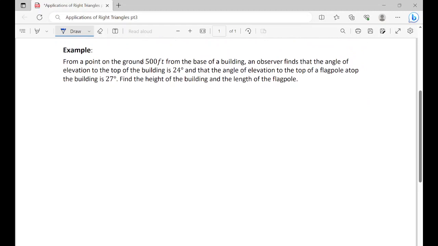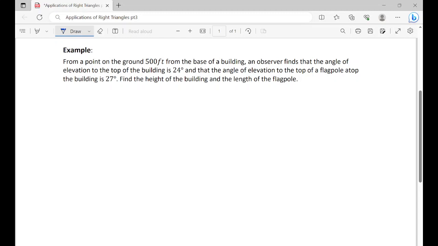From a point on the ground 500 feet from the base of a building, an observer finds that the angle of elevation to the top of a building is 24 degrees, and that the angle of elevation to the top of a flagpole atop the building is 27 degrees. Find the height of the building and the length of the flagpole.